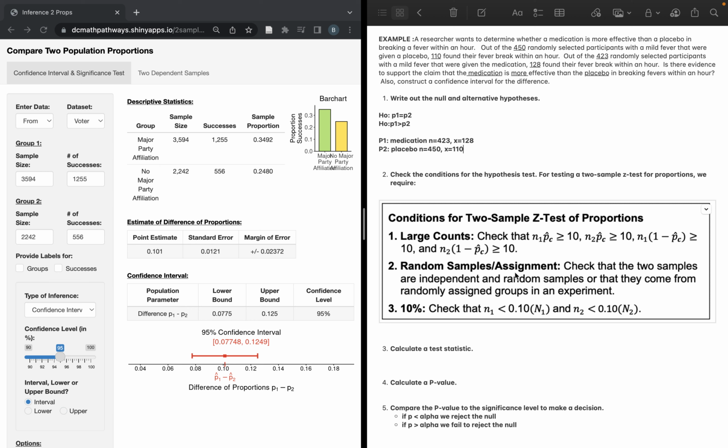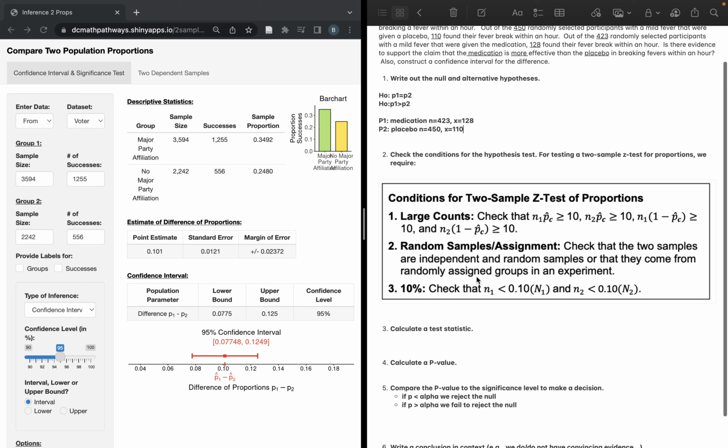The two samples are independent. Yes, different people were given the placebo, different people were given the medication. They don't impact each other at all, so they're random. And we're going to assume that the population of people who would have fevers would obviously be more than 4,000 people. So conditions, we're good with.